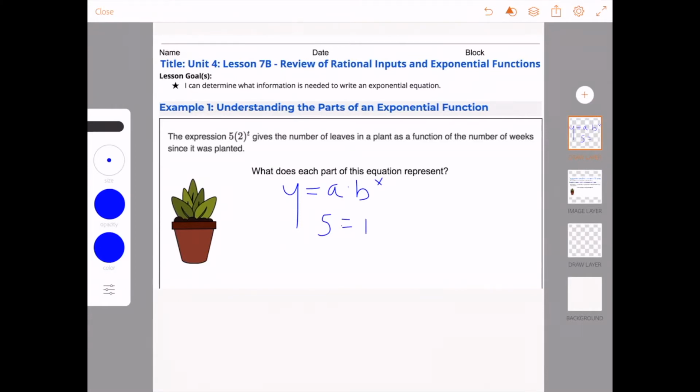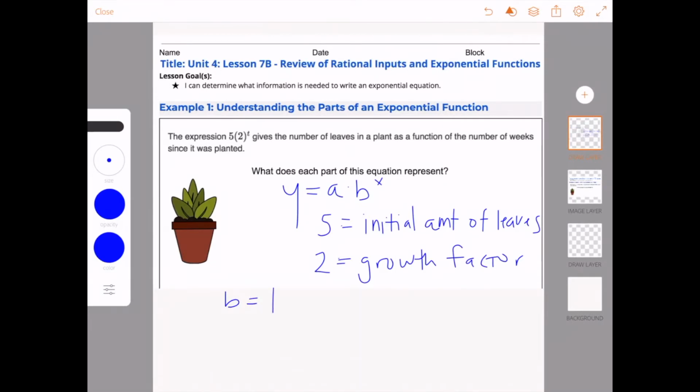In the case of this problem, we know that the number 5 is the initial value, right? That's our a value. And in this case, we're talking about the number of leaves. So 5 is the initial amount of leaves on the plant. And the next number in the equation is 2, which is our b value, and we know this stands for the growth factor.